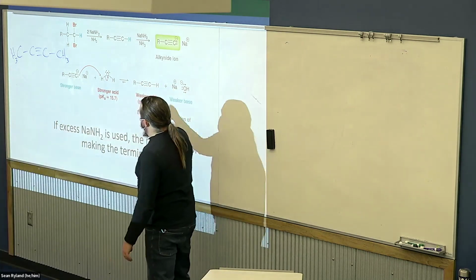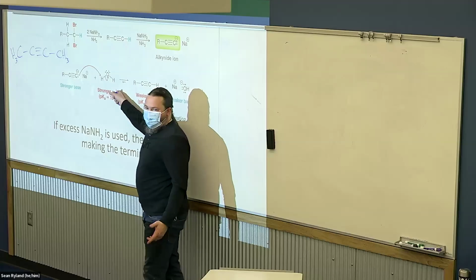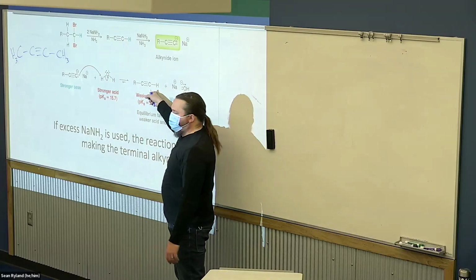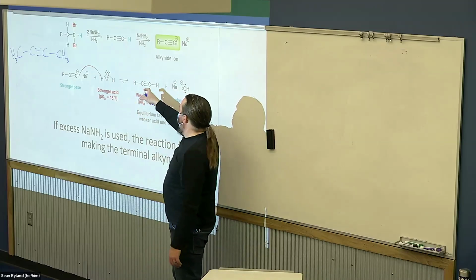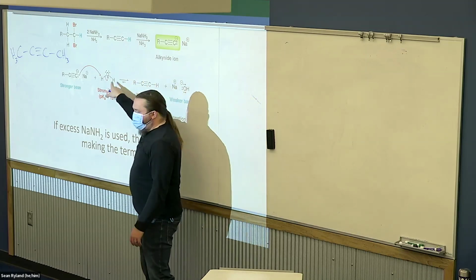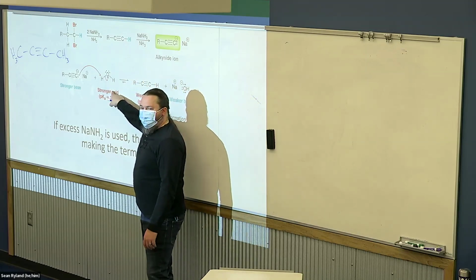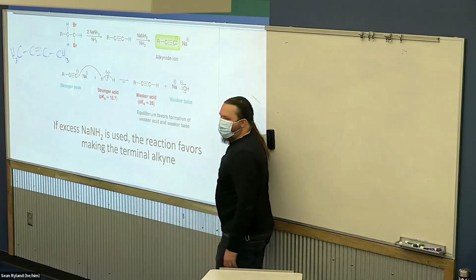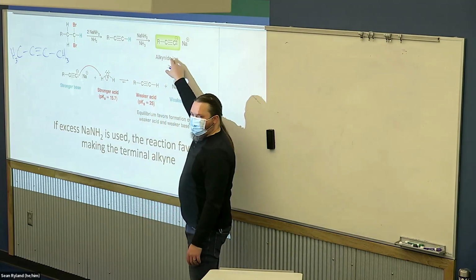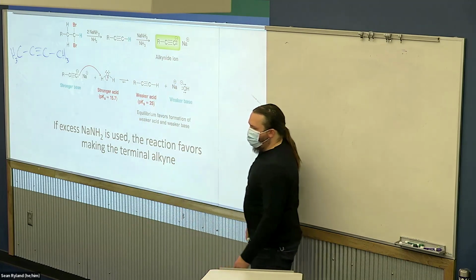And then if you just add some water to it, that's enough that it will protonate and you wind up with your terminal alkyne. If instead of just adding water, you added something with a good leaving group, something that would be a good target for an SN2 reaction, we're just going to have this act as an SN2 nucleophile.